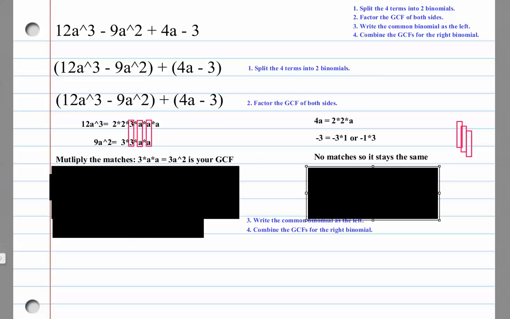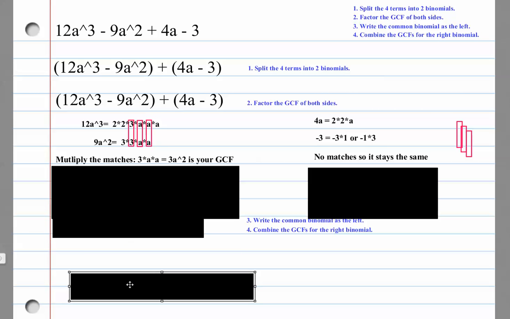Now one could argue that this left-hand side is a negative 9a squared, and that's going to play a factor when we try to figure out what's left over after we pull out the GCF. We're going to make sure we include this negative to be able to find what is left over for 9a squared. So in the next category down below, let me get rid of this little box here.